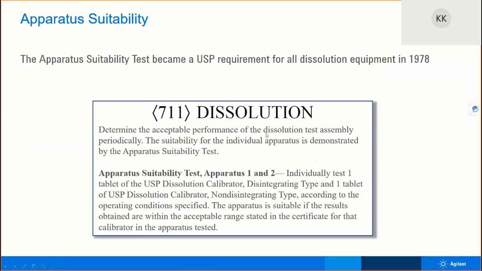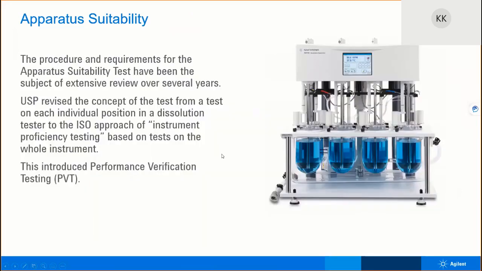So what you have to do, I'm sure you all know that Chapter 711 says determine the acceptable performance of the dissolution test assembly periodically. The suitability of the individual apparatus is demonstrated by the apparatus suitability test. This apparatus suitability test has been subject to extensive review over the several years, and it has changed quite significantly. And the USP revised the concept of the test from a test on each individual position in a dissolution tester to the ISO approach of instrument proficiency testing. We're going to see in a minute why.